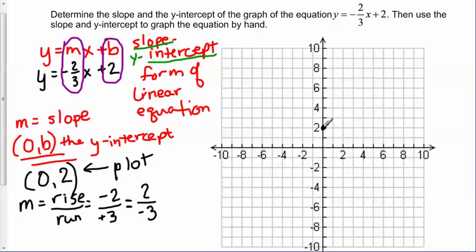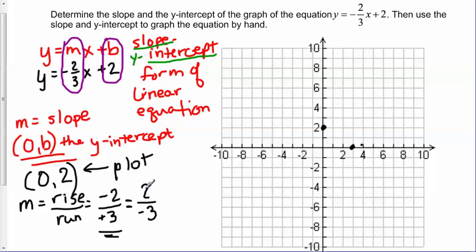So from our y-intercept, from this point (0, 2), if we rise negative 2, let's use this one here first. If we rise negative 2, that means we go down 2, and then run positive 3 so that it has us moving to the right. 1, 2, 3. That's going to be that point right there.